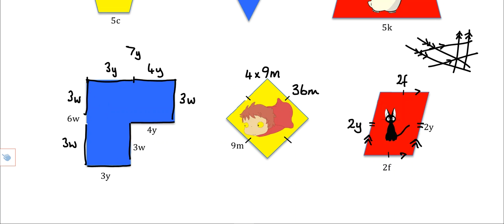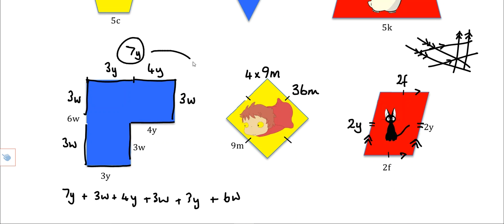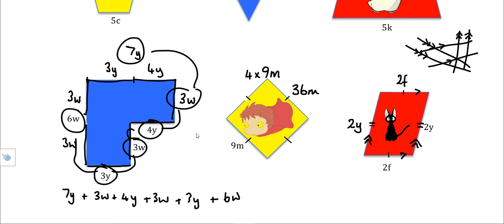And then since they're like terms, you can add the like terms together. 7y plus 3w plus 4y plus 3w plus 3y plus 6w. So starting there, I've gone round that way. So then, since you do that, you can add up the like terms.